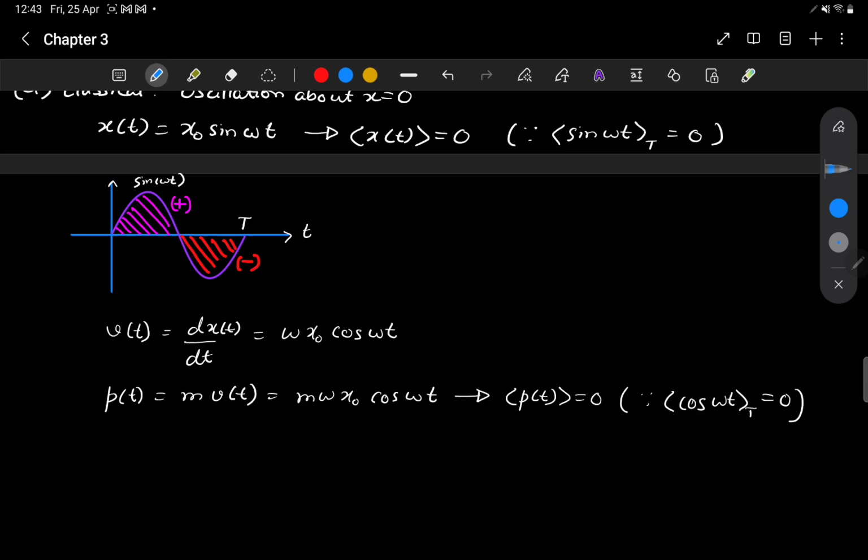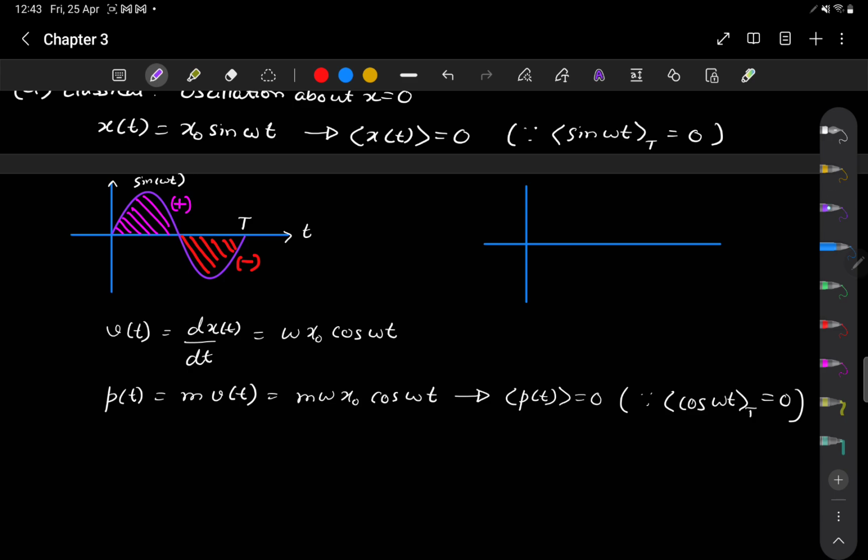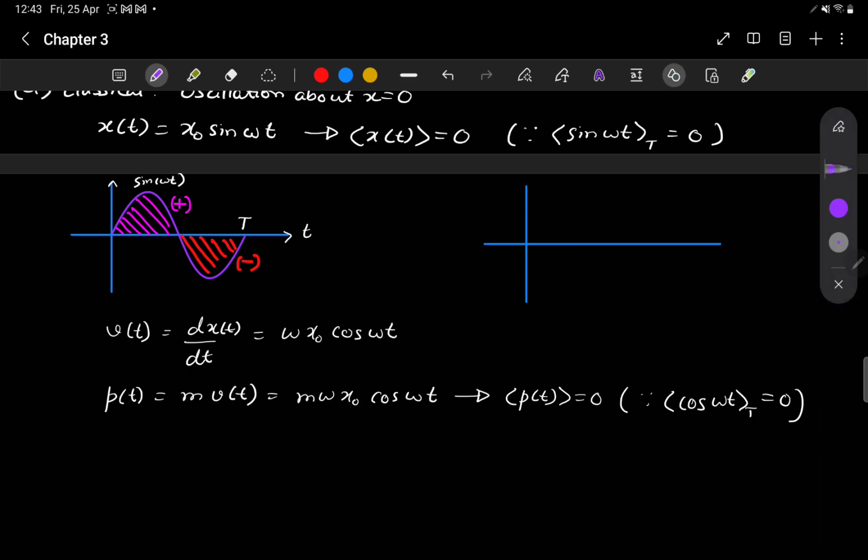Okay, my axes are not even looking straight. Let me try again. Okay, this looks fine, and now I'll draw the cosine function.